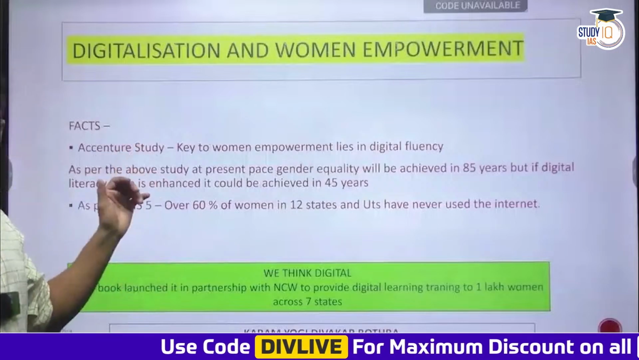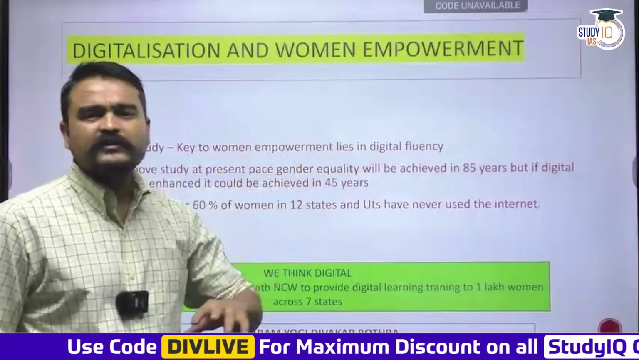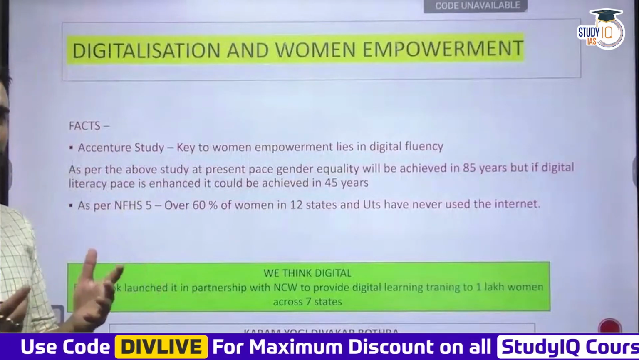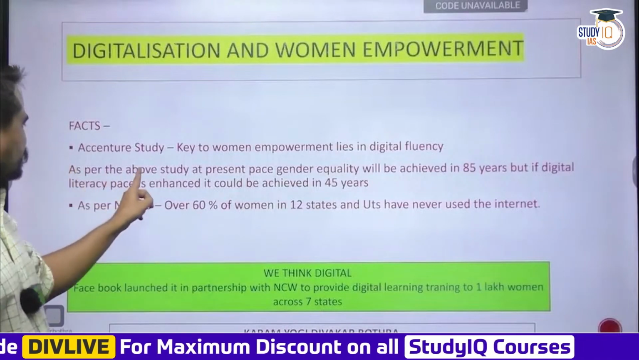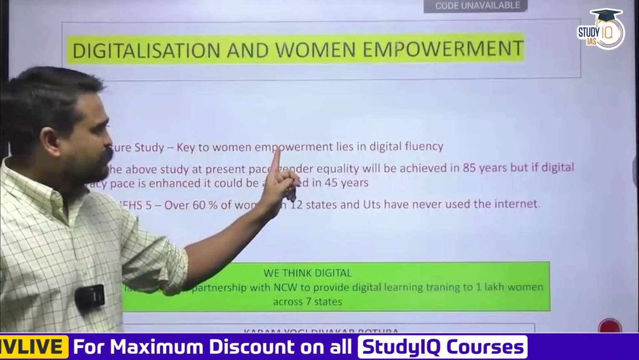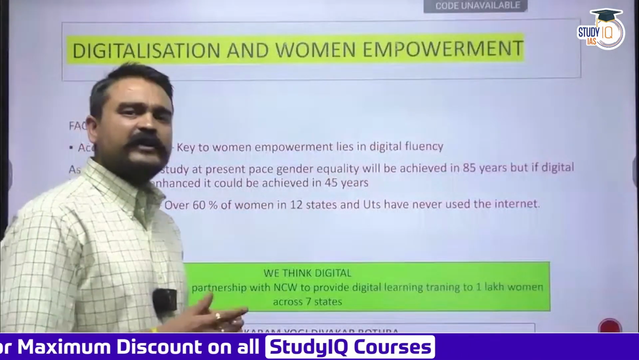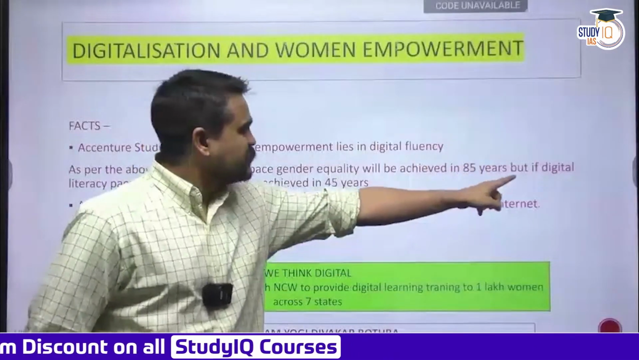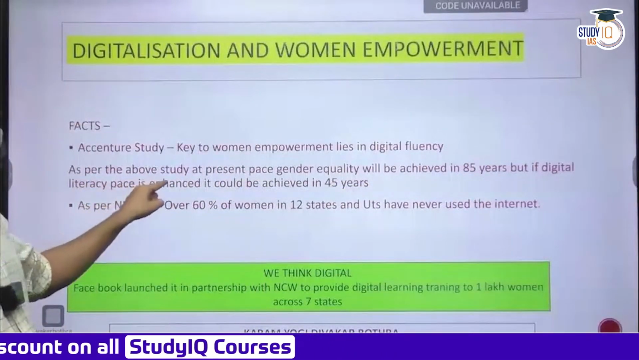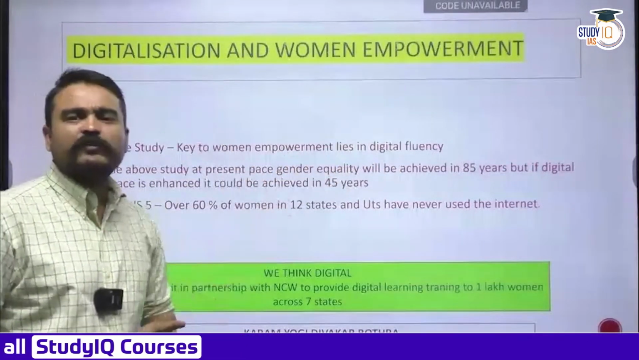Facts. Accenture is a company. Its study says the key to women empowerment lies in digital fluency. They should have digital knowledge if they want to become an affluent section. As per the above study, at the present pace, gender equality will be achieved in 85 years. At the present pace, if we see, 85 years, gender parity would come. But this survey says that if the pace of digital literacy is enhanced, the empowerment could be achieved in 45 years.